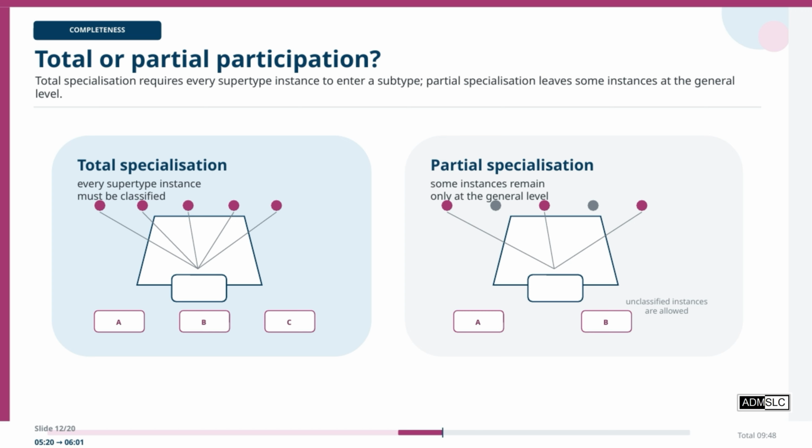With a partial constraint, though, an entry can just peacefully exist in the generic supertype without fitting into any of the highly specific subtype boxes. Maybe you have a generic guest user who doesn't fit into staff or student. Getting these constraints perfectly right is a massive part of your Week 05 learning outcomes.